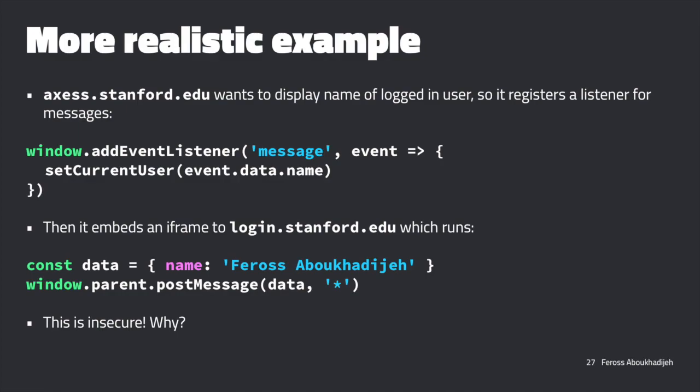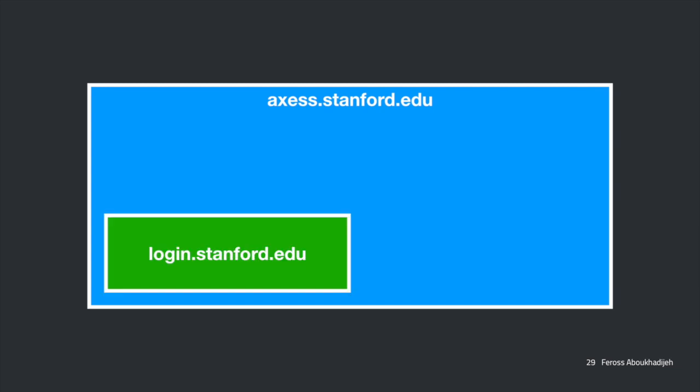So we're going to represent origins by these boxes with white borders on them. This is one origin here. We have access, and then access embeds an iframe to login.stanford.edu, and it waits for this page to post a message to the parent window. This origin is going to listen for that message. So this is fine. This is the normal scenario.